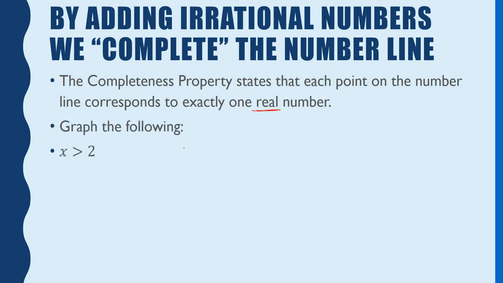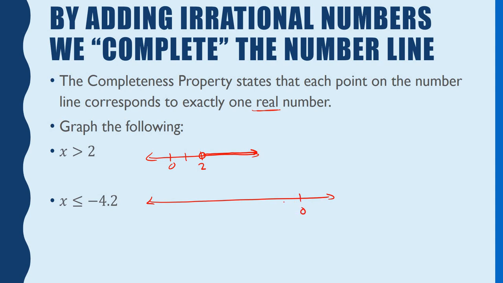Graph the following. X is greater than 2. So that means that I'm going to start at 2 but not include it. So open circle. And then everything to the right, rationals and irrationals combined. X is less than or equal to negative 4.2. So 0, negative 1, negative 2, negative 3, negative 4, negative 5. So negative 4.2 and including negative 4.2. So a closed circle at negative 4.2 and everything to the left. Less than or equal to negative 4.2. And I know you've done this before.